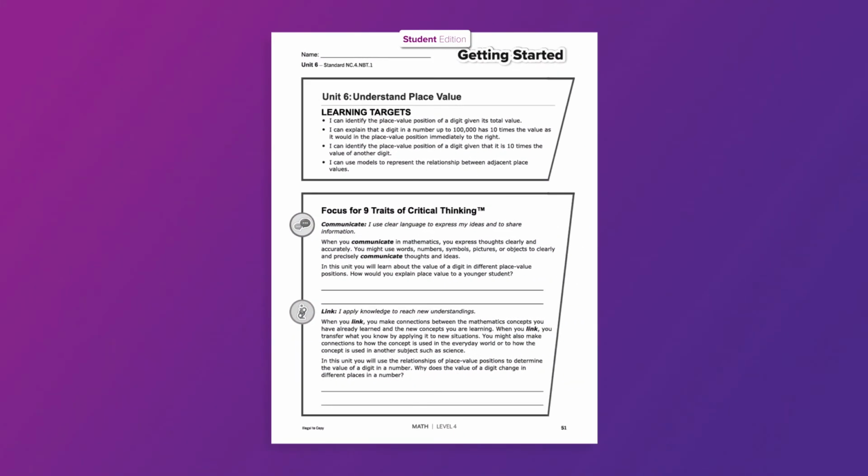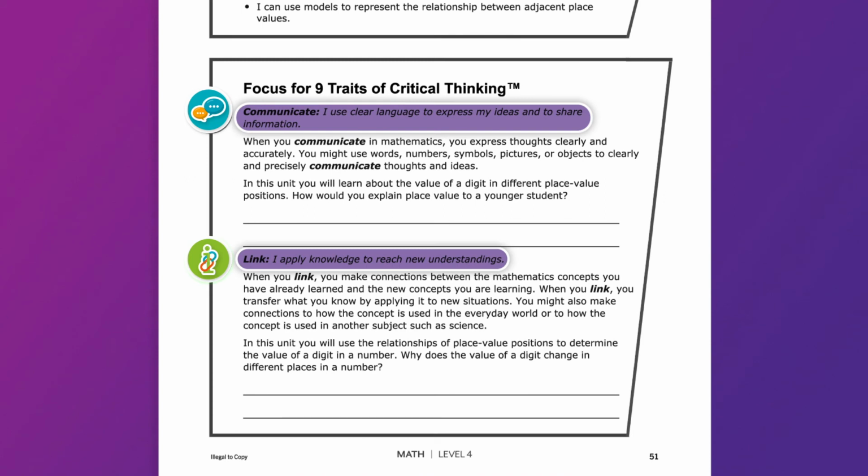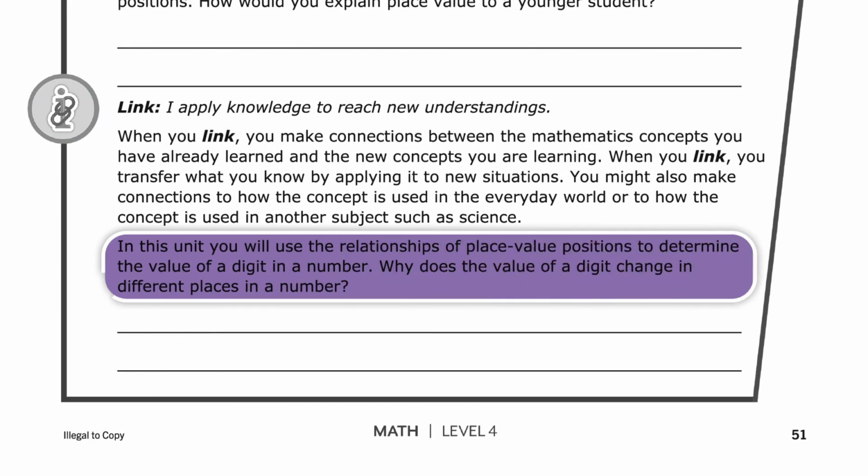For example, look at the Getting Started page in Level 4, Unit 6, ThinkUp Math in the Student Edition. In this section, students are provided with a description of the trait that is associated with an identifiable trait icon. And through a questioning prompt, students are challenged to access prior knowledge or real-life situations that correspond to the focus of the unit. One of the question prompts is as follows: why does the value of a digit change in the different places in a number? This question invites students to move beyond memorizing each place value and ask them to put into words what place value truly is.